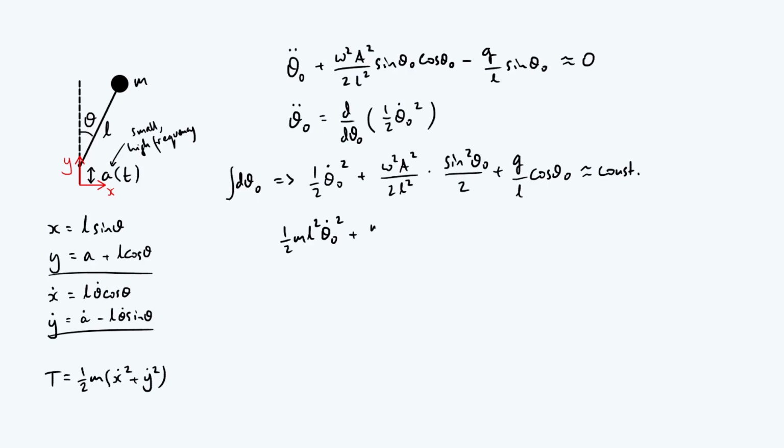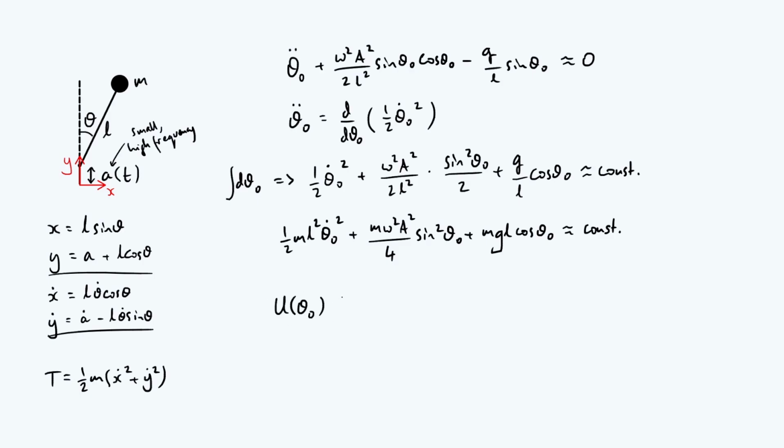So we're going to end up with m omega squared a squared. You've got a 4 on the denominator, but the l squared disappeared. And then you've got your sine squared theta naught, and your final term is going to be plus m g l cos theta naught. It's still approximately constant. It's a different constant, but it's still a constant. And then the idea is that our pendulum is essentially moving in some effective potential, which I'm going to call U of theta naught, right?